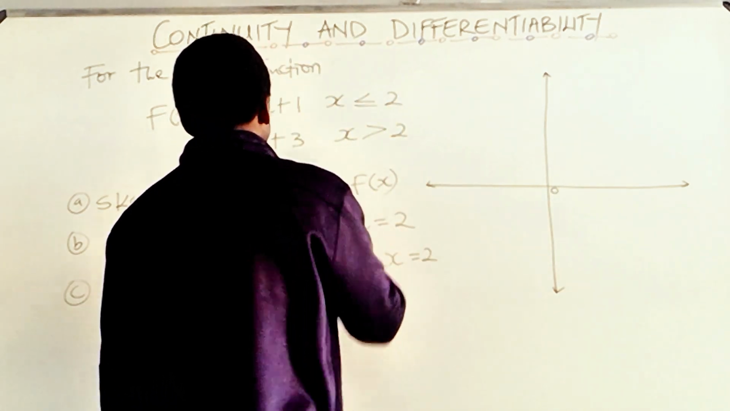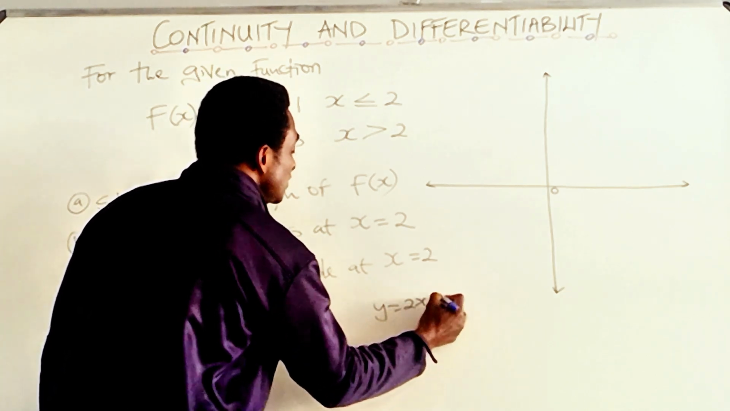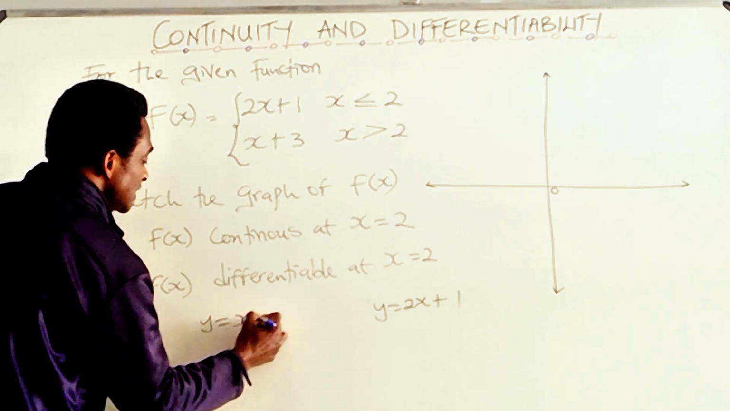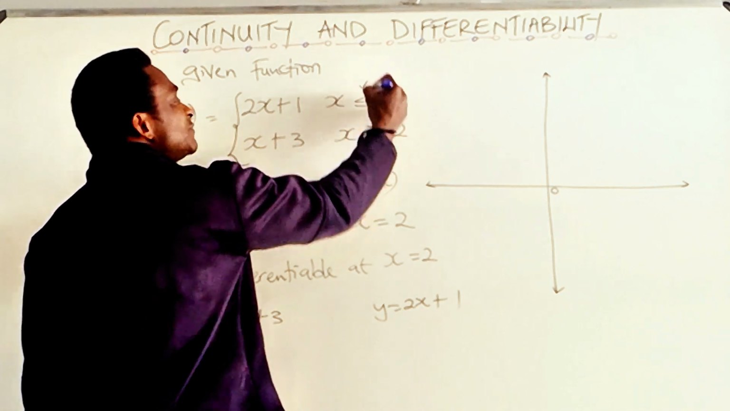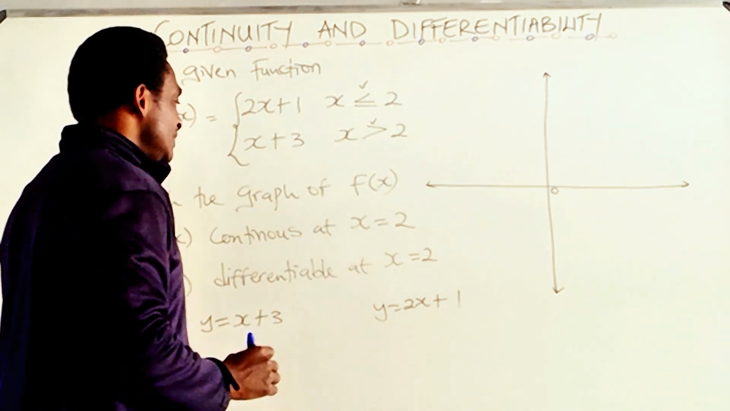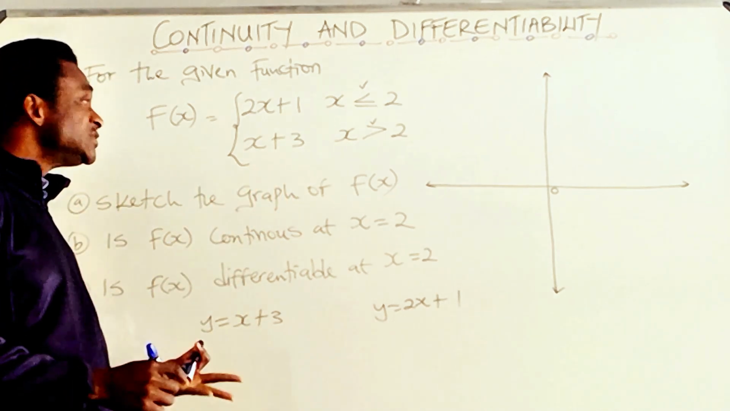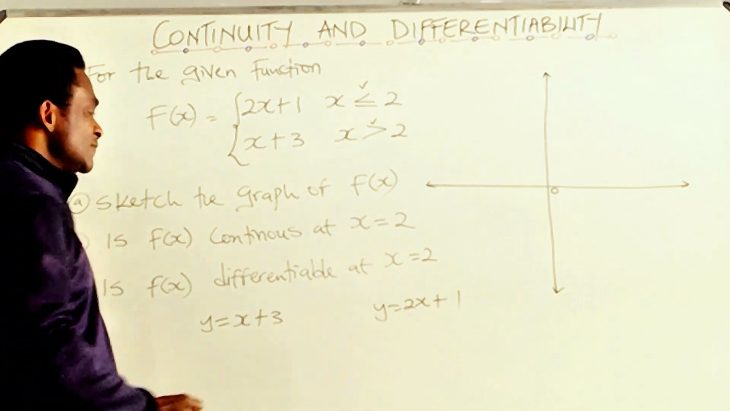So we have two functions there. We have the first one as y equals 2x plus 1, and we have the second one as y equals x plus 3. But remember, these conditions must be met for each of them. Now let's look at this. This is a linear function, this is a linear function. For both of them, we just need the x and y intercept to sketch quickly.